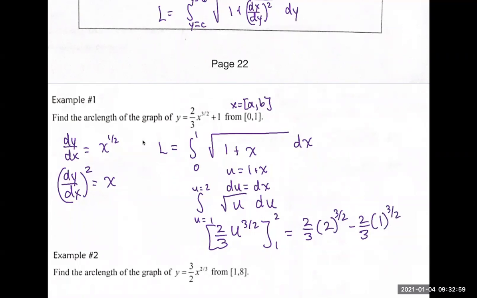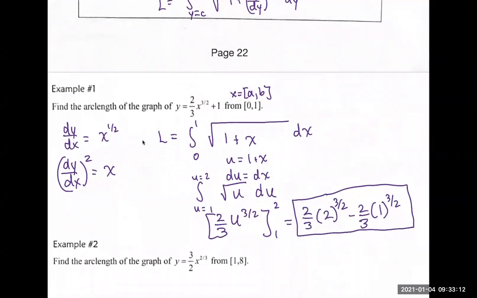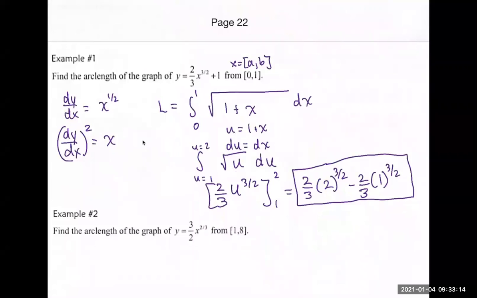Which if you simplify further is just minus 2/3. So we're going to leave our answer like this and then move on. Does anyone have any questions about that? I think it's a pretty straightforward example. So just remember the derivative, then square the derivative, plug it into the formula, which has the square root of 1 plus that derivative squared.